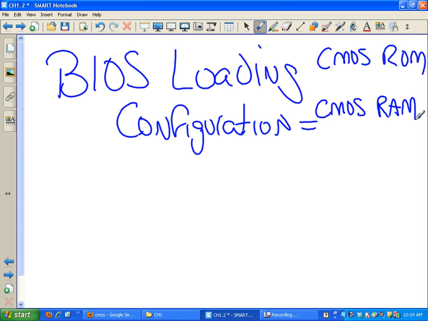As soon as I put the battery in there, the next time it starts up with the new battery, it will remember. We'll have to go into BIOS, which I'm going to show you in a second, and reset the date and time. So the configuration that we can change is saved by that battery right there.